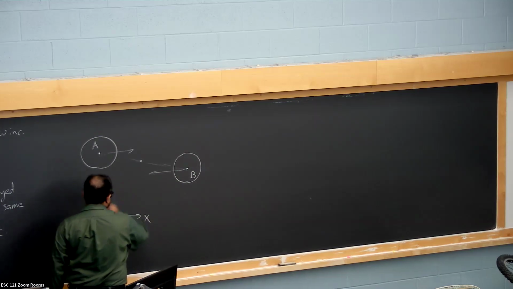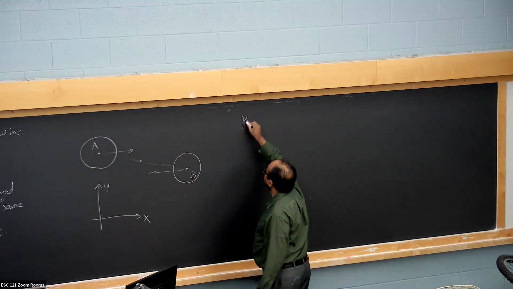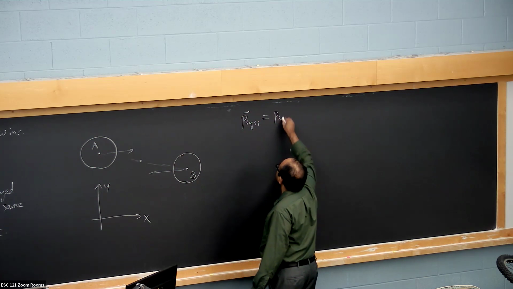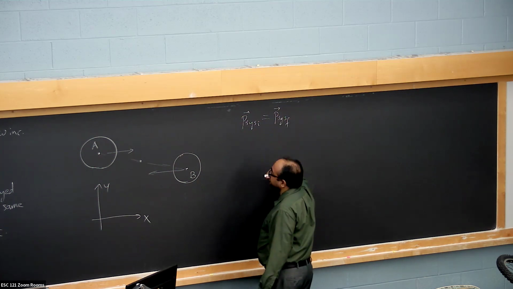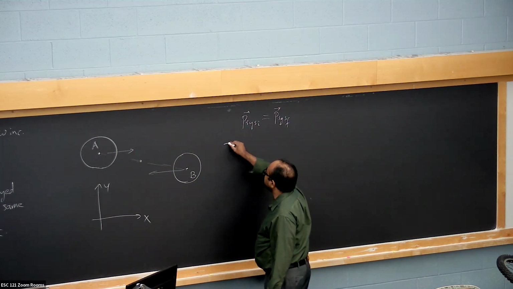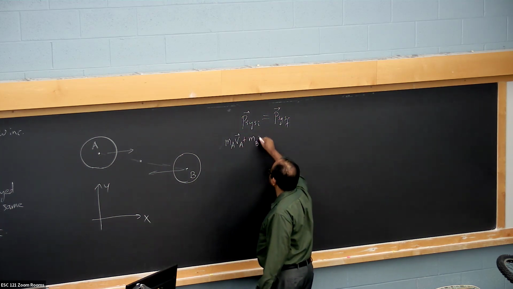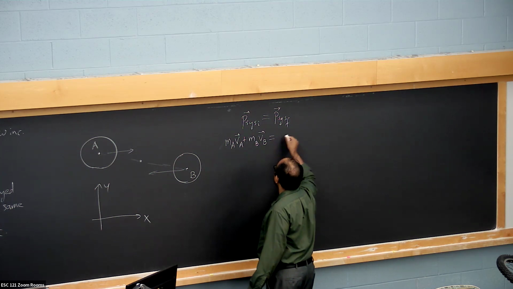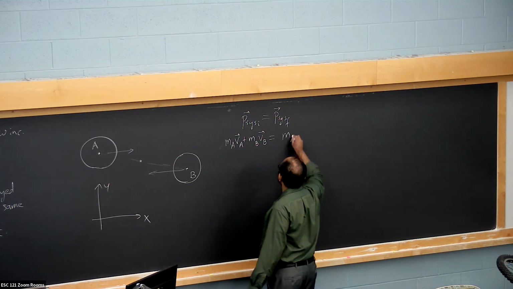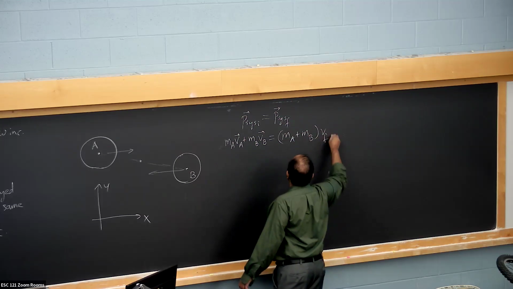Okay, so if we have X and Y, if I do momentum conservation, I can say P system initial equals P system final. It's a quick collision and no external forces. So then I would say, M_A V_A plus M_B V_B equals, they're going to stick together, (M_A plus M_B) V final.